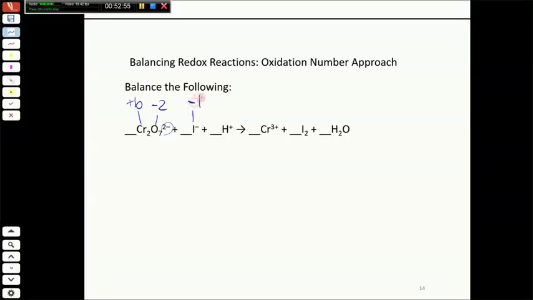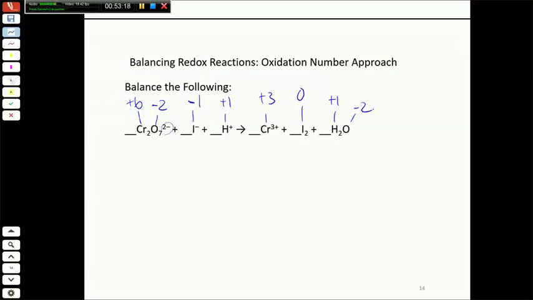I- is an ion by itself, so its oxidation number is its charge. Same with H+. Same with chromium 3+. I2 is an element. Remember, any element by itself with no charge has an oxidation number of 0. And then our old friend water +1 -2. Okay, so that's the first step, assign the oxidation numbers.